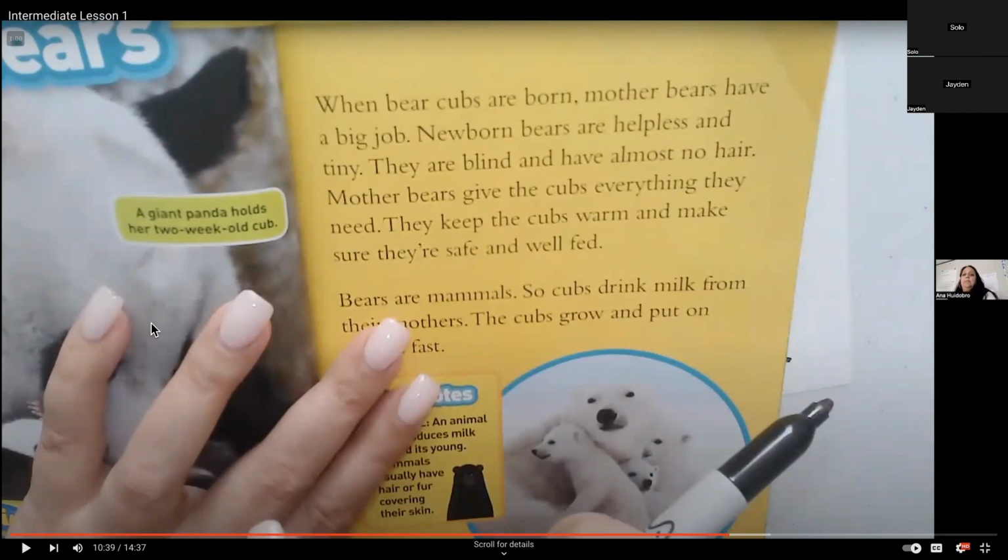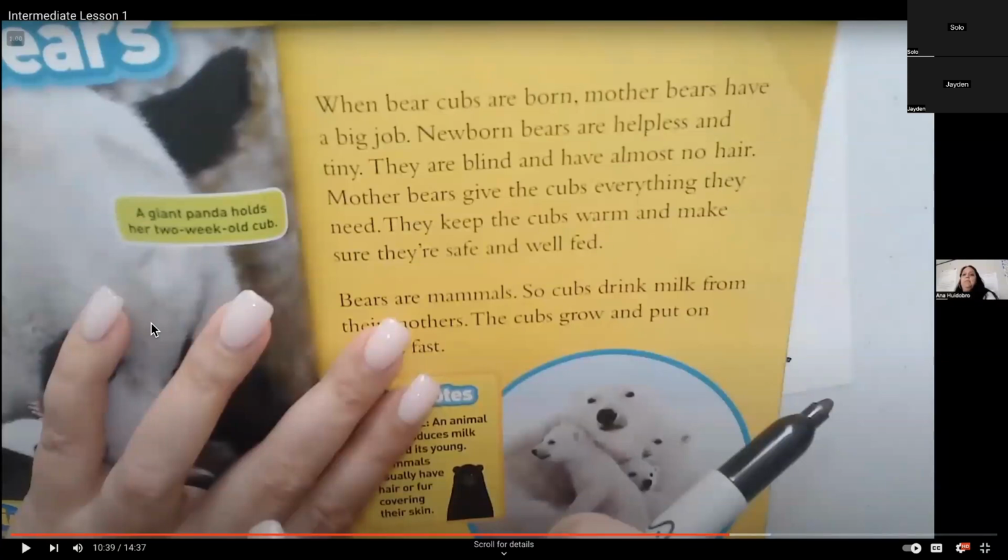Okay. When bear cubs are born, mother bears have a big job. Newborn bears are helpless and tiny. They are blind and have almost no hair. Mother bears give the cubs everything they need. They keep the cubs warm and make sure they're safe and well fed.